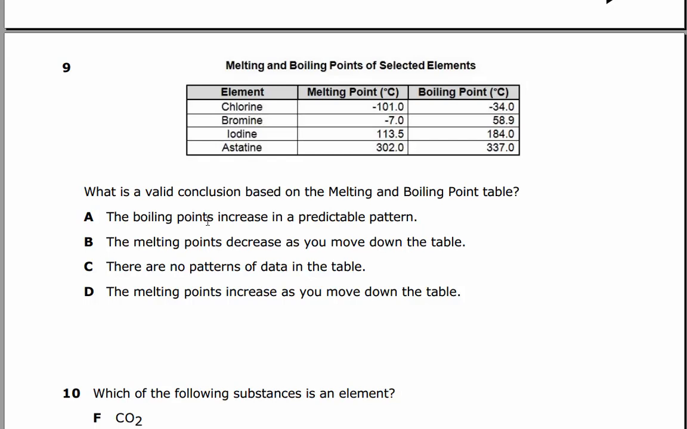Is it A, the boiling points increase in a predictable pattern? B, the melting points decrease as you move down the table? C, there are no patterns of data in the table? D, the melting points increase as you move down the table?